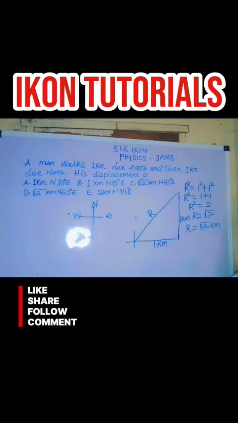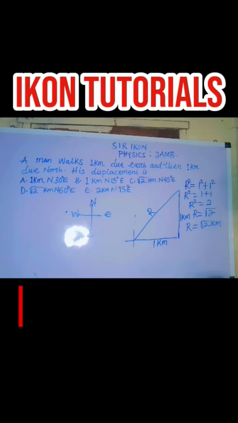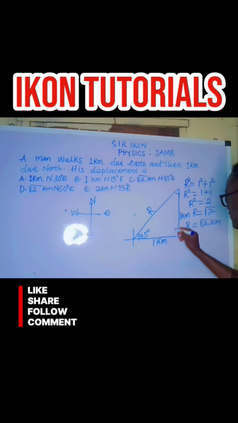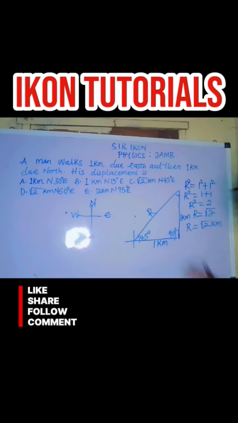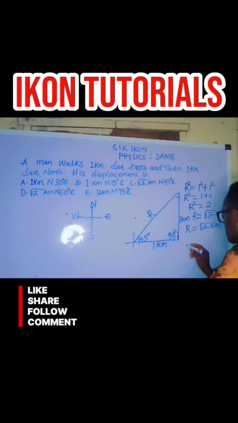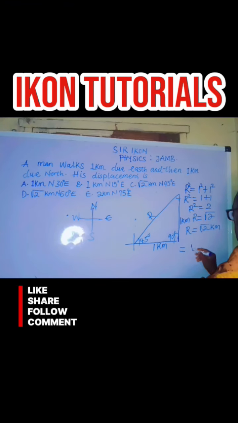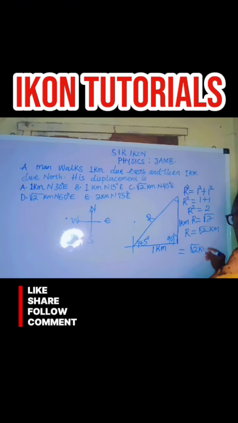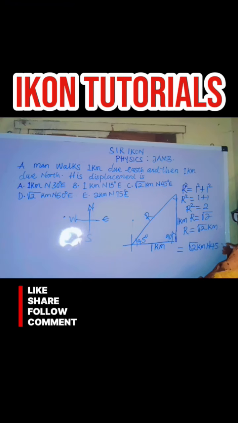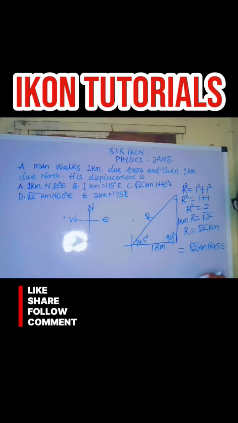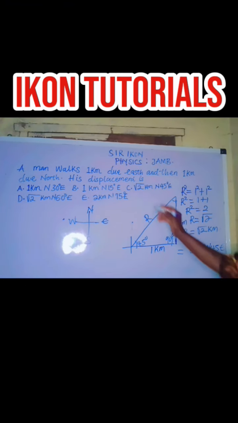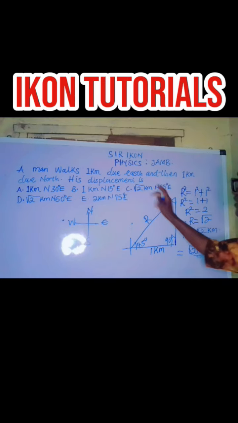So let us check the answer now. Remember, this is a right angle triangle. It means that here is 45 degrees. The other side is also 45. Here is 90. So we are going to get the direction now. That means the resultant or displacement is equal to root 2 kilometers, 45 degrees northeast. This is the answer. I think the correct option is option C, root 2 kilometers, 45 degrees northeast.